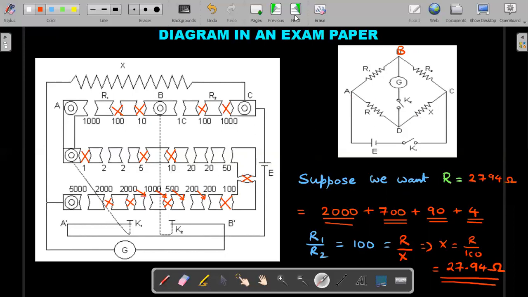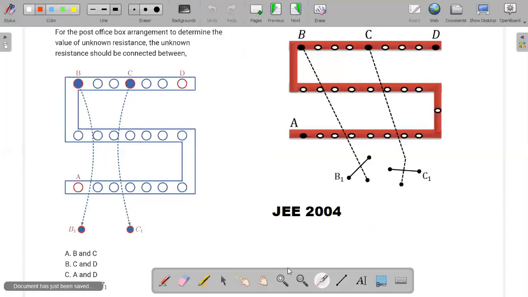So let's try to move forward and see how JEE in the past has asked a question. Okay, so this is the one and only JEE question till now that has been asked, but there's no guarantee that they'll not ask again. For the last 15 years, they have not asked till now. So for the post office box arrangement to determine the value of unknown resistance, the unknown resistance should be connected between. I think we have seen already that if these letters are there and these dotted lines represent the wires underneath, these are key 1 and key 2.